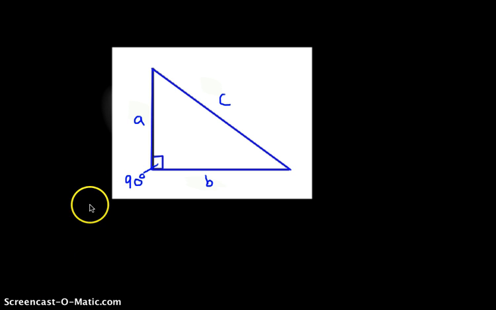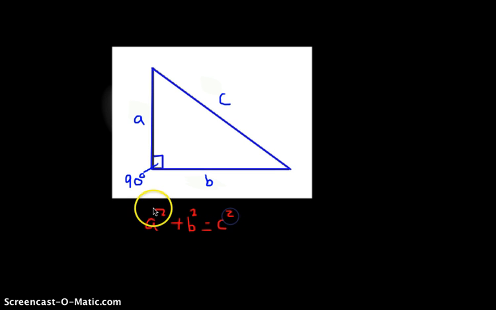So if you have this side is A, and this is the 90-degree angle right here. This is the hypotenuse right here because it's opposite the 90-degree angle, and this is B right here. What the Pythagorean theorem is, it's this equation right here: A squared plus B squared equals C squared. And what this means is it's the leg squared plus the other leg squared is equal to the hypotenuse squared.